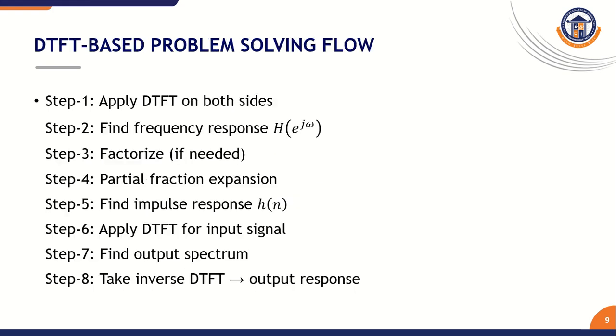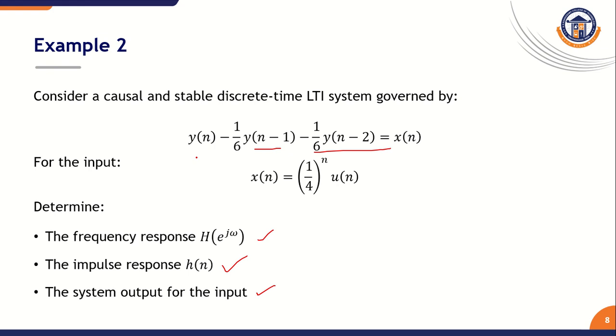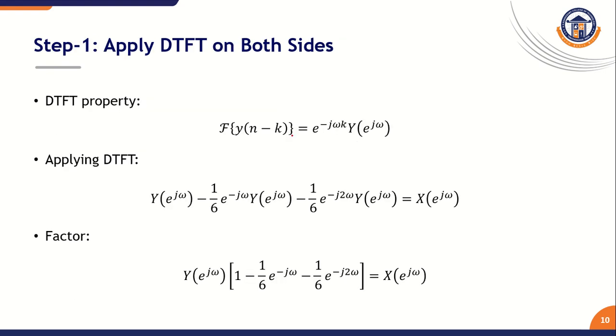So from the given problem, that is small y of n minus 1 by 6 y of n minus 1 minus 1 by 6 y of n minus 2 equal to x of n. Here we apply DTFT on both sides. So we can get it like this. That is capital Y of e power j omega minus 1 by 6 e power minus j omega into Y of e power j omega minus 1 by 6 e power minus 2 j omega into Y of e power j omega equal to capital X of e power j omega.